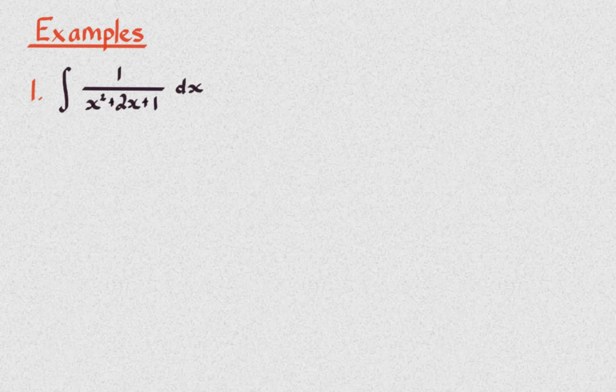So in our first example, we have 1 over x squared plus 2x plus 1. So first question, can we factorize? And the answer is yes. And what type do we have? Well, hopefully we can see that this is a perfect square. And we get 1 over x plus 1 all squared. From here, it becomes relatively simple.